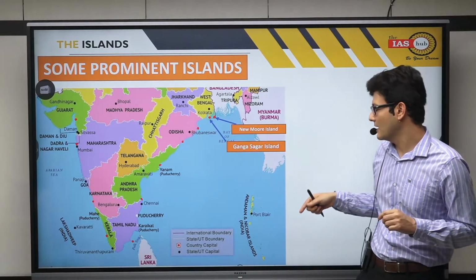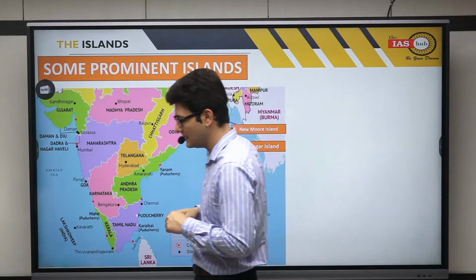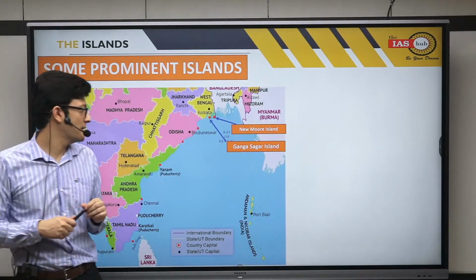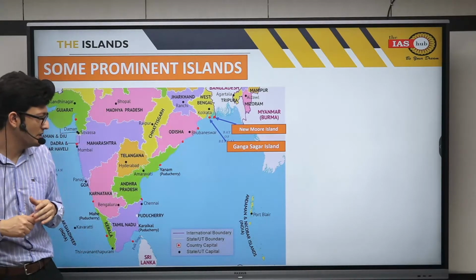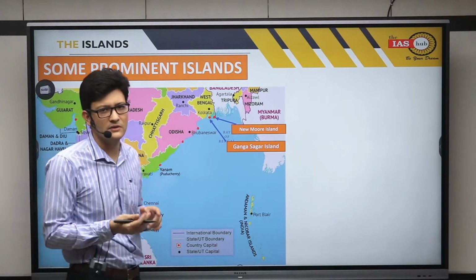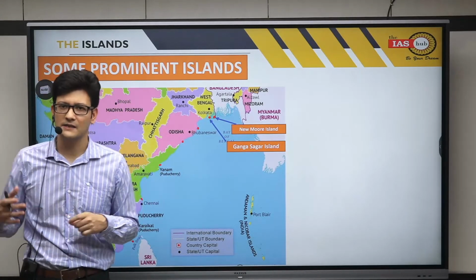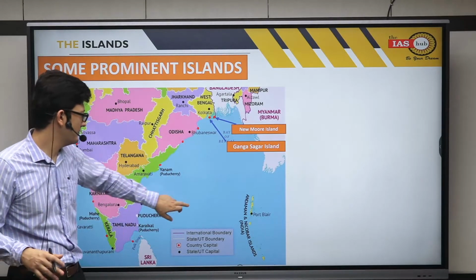Then we have Ganga Sagar Island. Ganga Sagar Island is a pilgrimage place. It's a religious place found in the Sundarban Delta region only, and it is formed in a similar way to New Moore Island, due to the deposition of silt and materials down the line by the river Ganga.